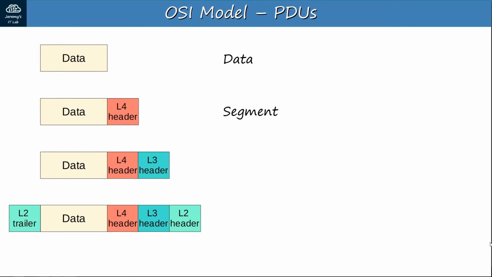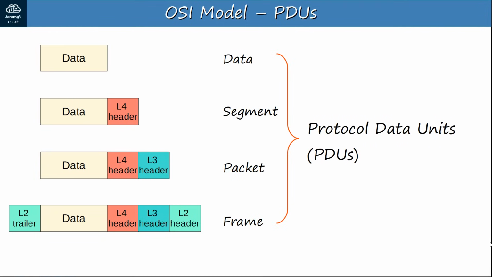Then, the layer 3 header is added on at the network layer. Remember, that includes the IP address. What's this now called? It's called a packet. Finally, a layer 2 header and trailer are added at the data link layer. What's this complete unit called? It's called a frame.